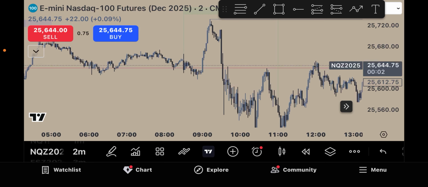Alright, so I wanted to explain the pre-market standard deviation leg model. It's not necessarily a model, it's more of a way of anchoring your standard deviation levels.